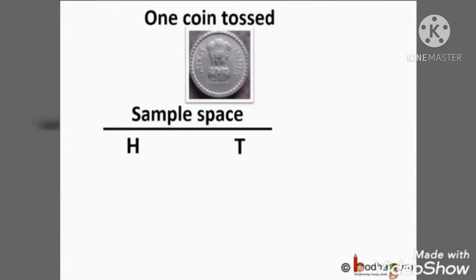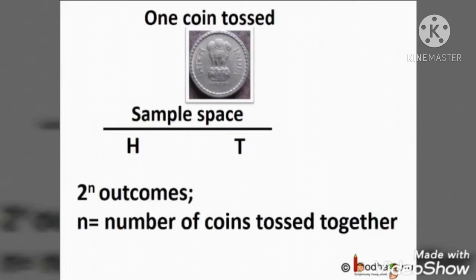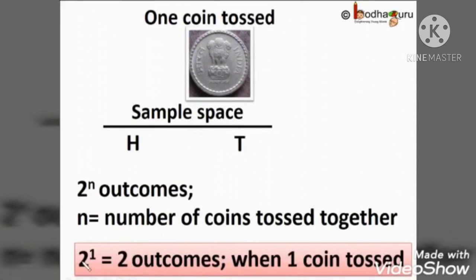Same way, when we toss a single coin, we know the number of outcomes is equal to 2 to the power n, where n is the number of coins tossed simultaneously or that many number of times. So, when one coin is tossed, the number of outcomes is equal to 2 to the power 1, which is equal to 2. Thus, there are 2 possible outcomes in case we toss a coin.